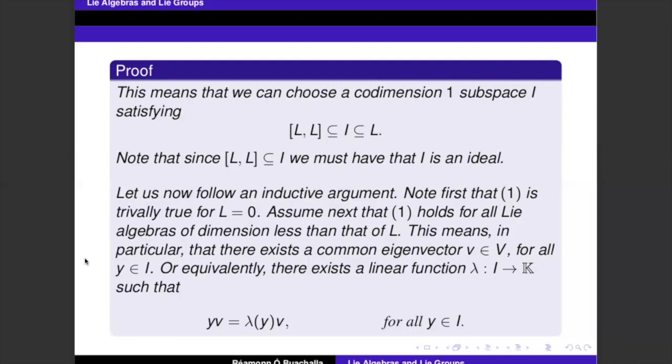Now, if we've got a common eigenvector for all y, that's the same thing as a linear functional. This is an elementary result that we use again and again. If you have a common eigenvector, then there will exist a linear functional lambda that goes from I into k such that this is satisfied. This is basically your definition. What you have to do is then show that this definition of lambda is actually a linear map. But this is more or less clear once you think about it for a second or two.